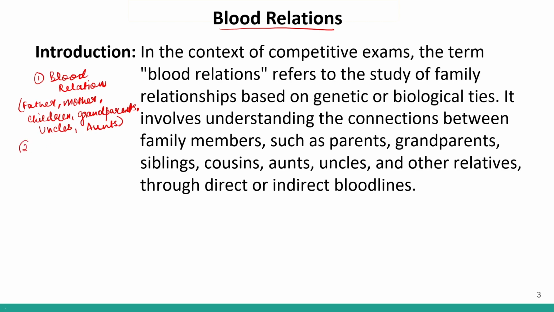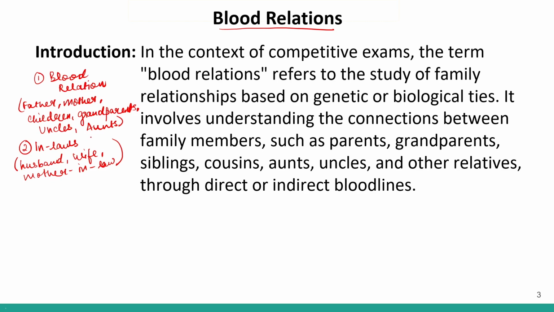The second type of relation that we deal with is your in-law relationships. What do you mean by in-law relationship? When you have a spouse, a husband or a wife, that is your in-law relationship. So a husband or a wife, you can call them spouse, right? Your mother-in-law, your father-in-law, your brother-in-law, sister-in-law, these are your in-law relationships. So whenever we talk about blood relations, we talk about both these kinds of relationships, your blood relations and your in-law relations.